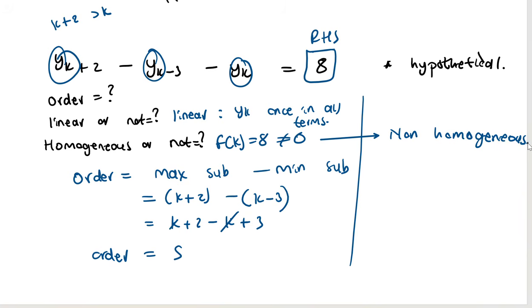So this is how we can classify a recurrence relation by order, linearity, and by homogeneity.